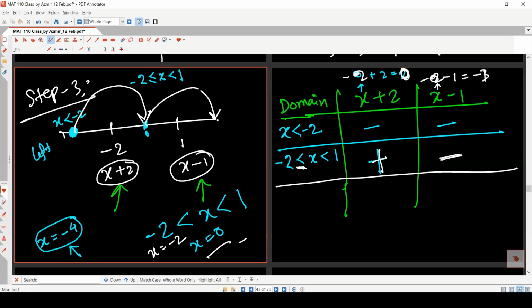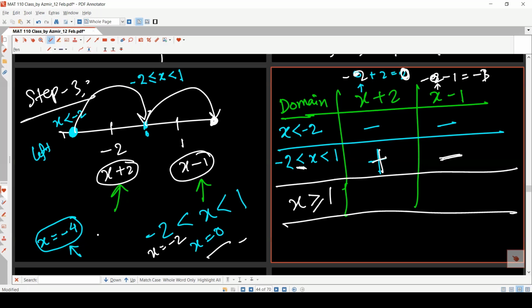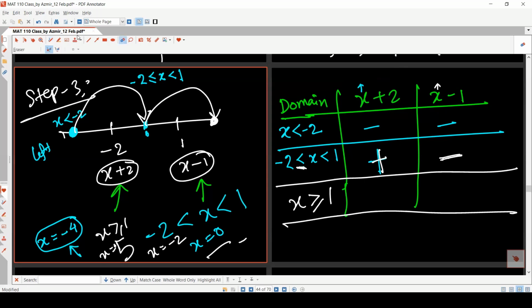Now we have to think about here. It is x greater than or equal to 1. That means x can be 1 or x can be any value larger than 1. Let's say x equals 5. If we input 5, 5 plus 2 is 7, so it is plus 7. 5 minus 1 is 4, that means plus 4. So that's why we have written plus and plus here.